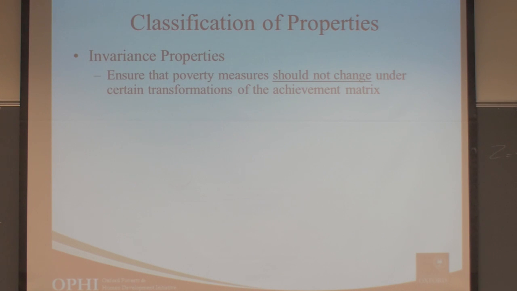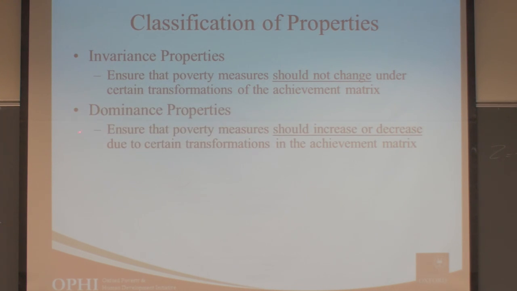Okay, so how do we classify the properties? This is following James Foster's 2006 paper. We call some properties invariance properties. It ensures that poverty measures should not change under certain transformation of achievement matrix. Can anyone tell me any of the properties we introduced that would fall in this particular category? Symmetry, yes. Thank you. Replication invariance, wonderful. Scale invariance. You could have translation invariance. So all these invariance properties, you have changed your data with different transformations, but poverty level doesn't change.